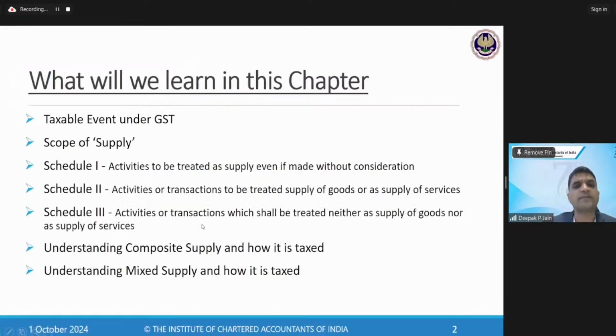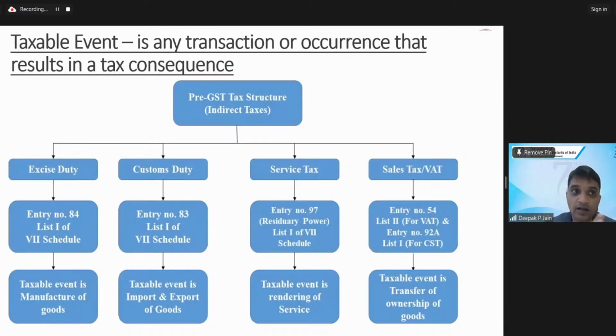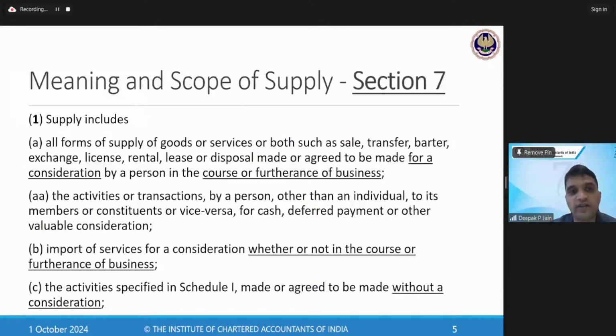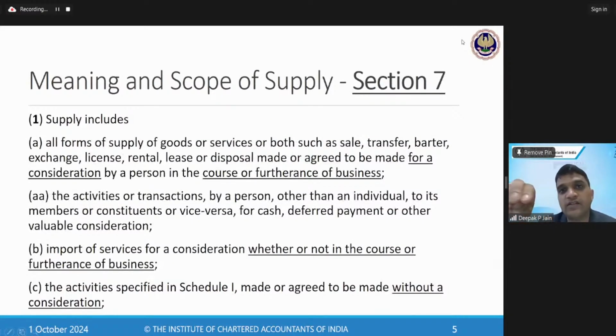So just a quick recap. We started discussing the taxable event. After understanding the taxable event under previous laws, we understood what the taxable event under GST is, which is supply. Once we know that the taxable event is supply, it is very important to understand what supply is. So we discussed the definition of supply. The supply definition is given in section 7. So once we understand section 7, what is there in section 7? Section 7 has various subsections.